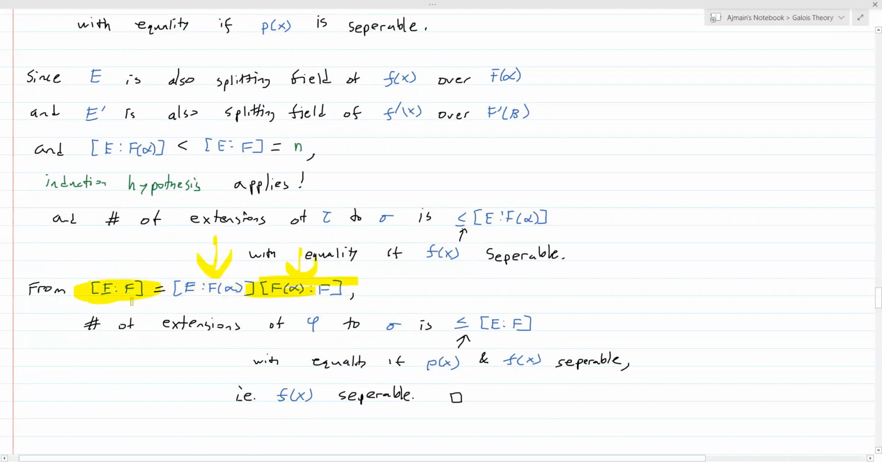And that product is E over F, the degree of E over F. And again, equality if you had equality here and equality here. But to get equality here, you needed P of X to be separable, and to get equality here, you needed F of X to be separable. So you have equality here when P of X and F of X are separable, but the condition that P of X is separable is included into the condition that F of X is separable because P of X is an irreducible factor of F of X. So we just needed F of X to be separable for this to be equality.